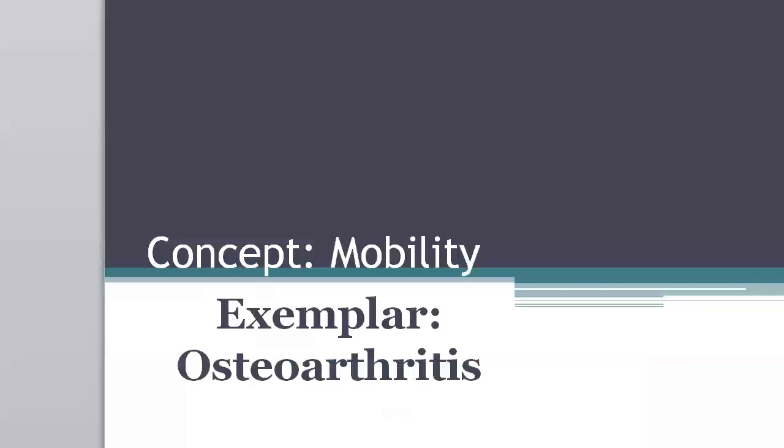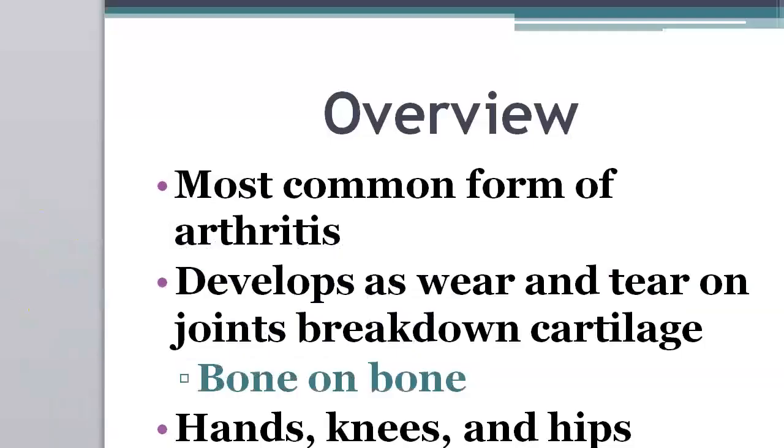So continuing with our concept of mobility, let's look at our exemplar of osteoarthritis. It's the most common form of arthritis. It develops as wear and tear on joints with breakdown of cartilage, bone on bone. We see it occur most frequently within the hands, the knees, and the hips.